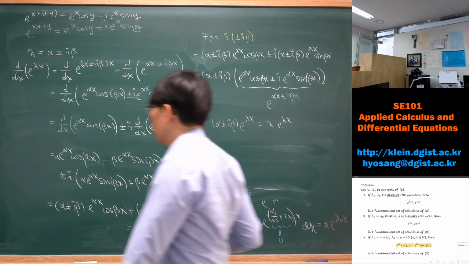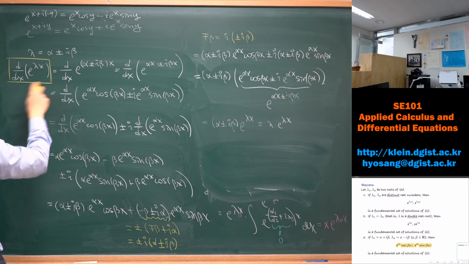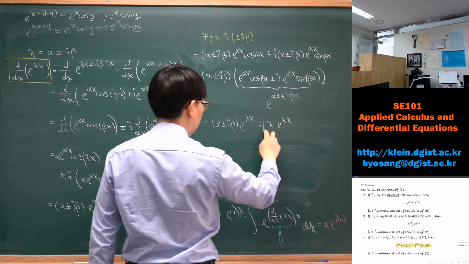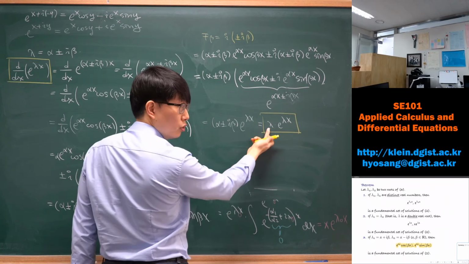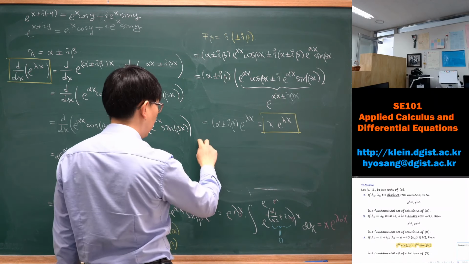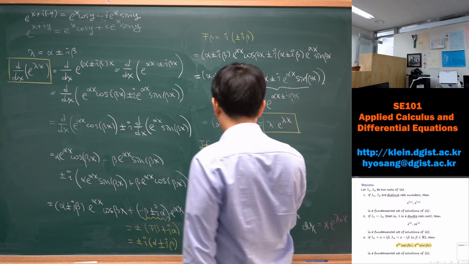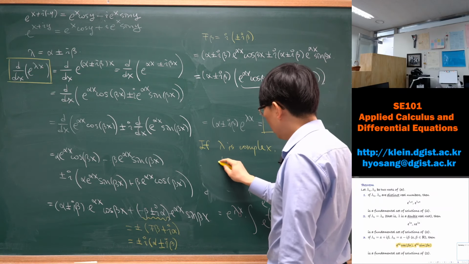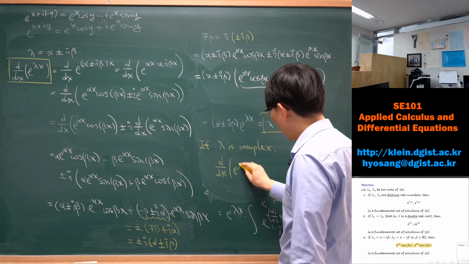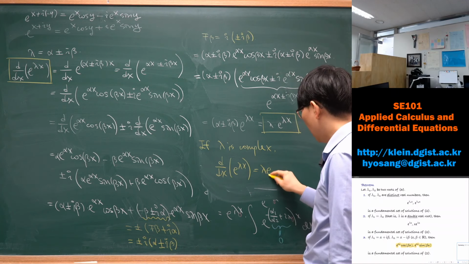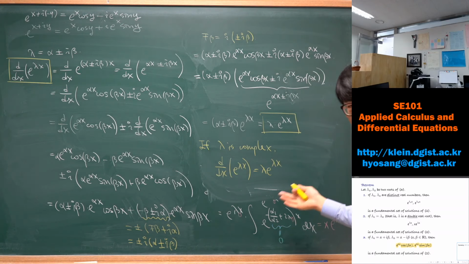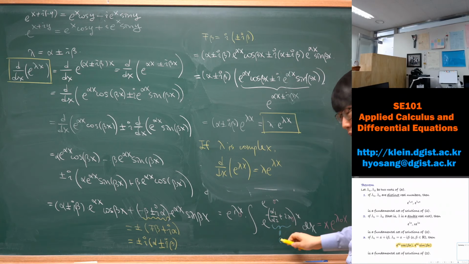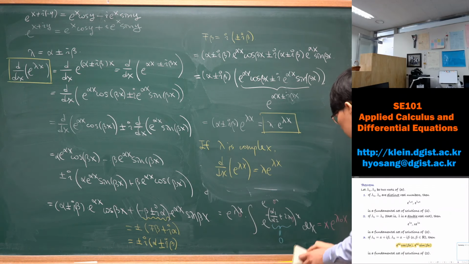So what's the result? We start from the derivative of an exponential with complex coefficient. The result is a complex number which has lambda times e to the lambda x. So if lambda is complex, the derivative of e to the lambda x is the same as lambda times e to the lambda x, the same formula that you have in the real case. So the formula holds whenever you have a complex number.